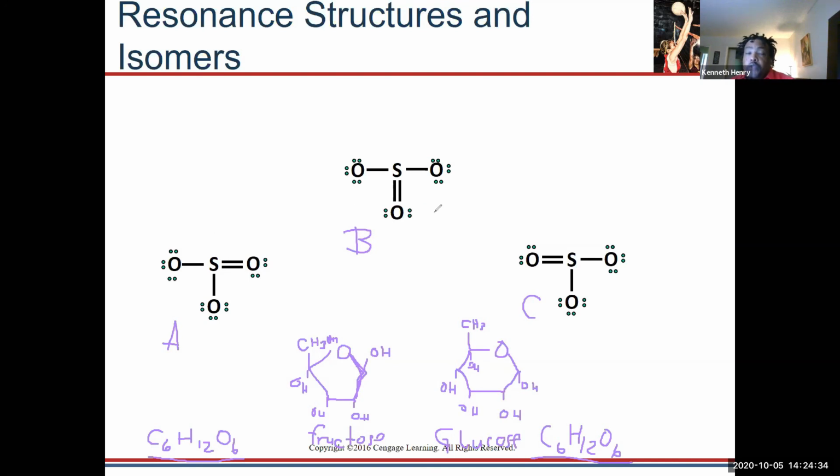So this up here is called a resonance structure because it's the movement of electrons. Now you notice that's your oxygen 1, that's your oxygen 2, and that's your oxygen 3. What is the difference between A, B, and C? The oxygen. What about it?